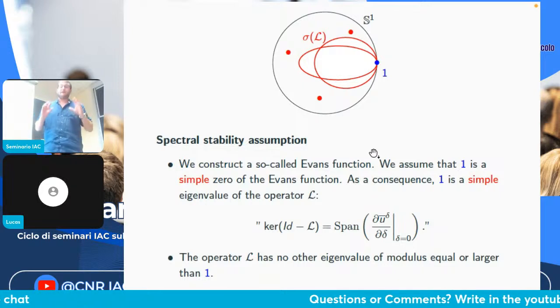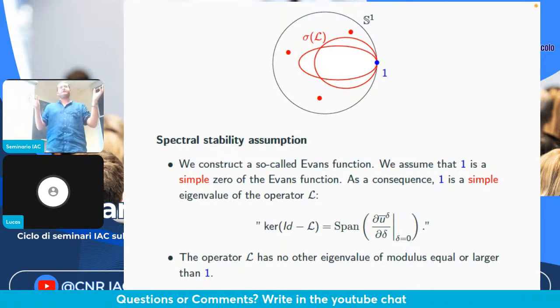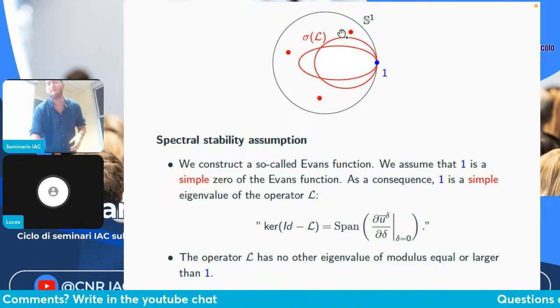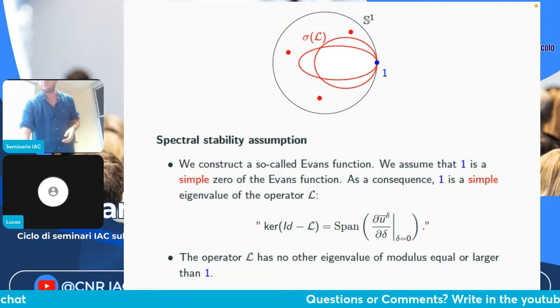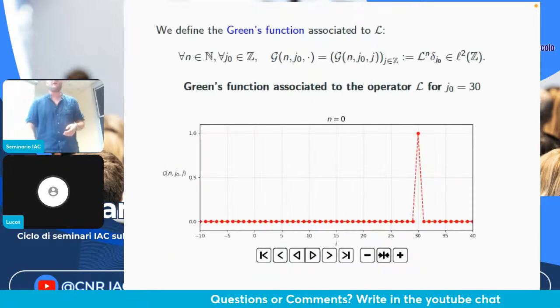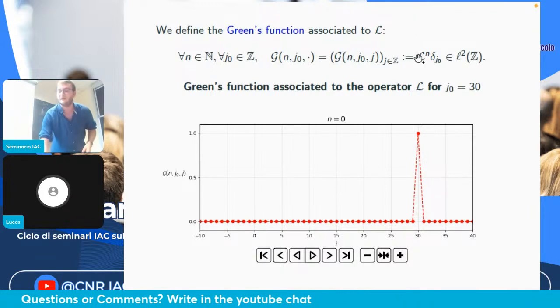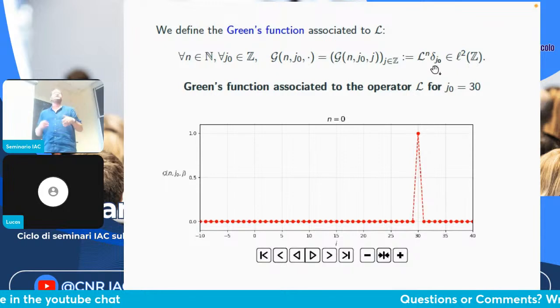Now, the other hypothesis that you need to introduce is that there are no other eigenvalues of modulus equal or larger than 1. Any other points here must be strictly inside of the unit circle, unit ball. Now, what's the Green's function? The Green's function is applying your semigroup to an initial data, which is a Dirac mass.